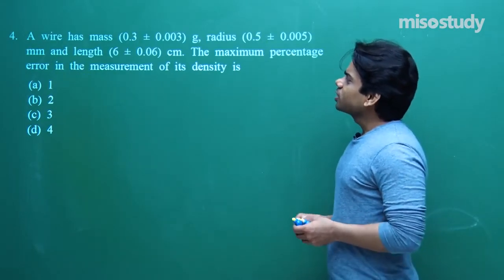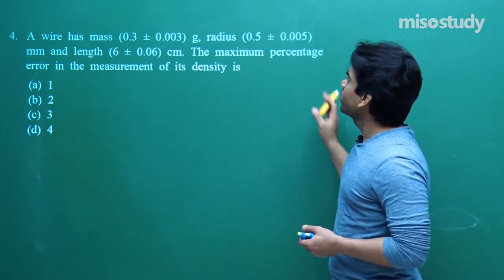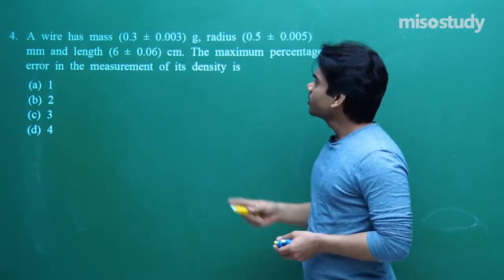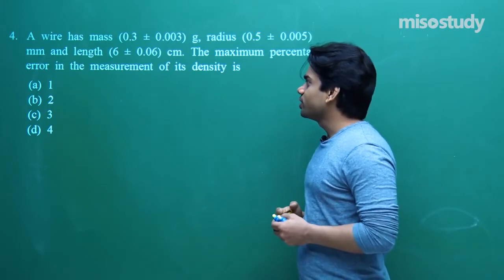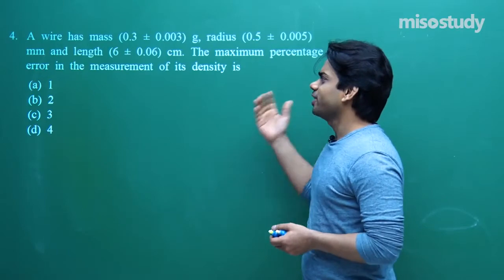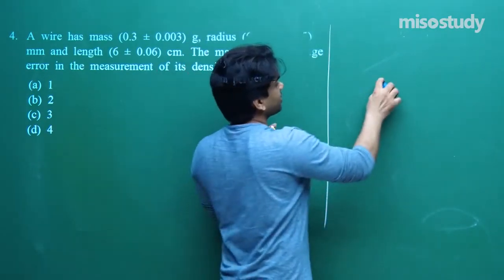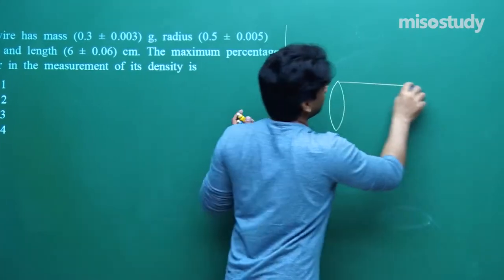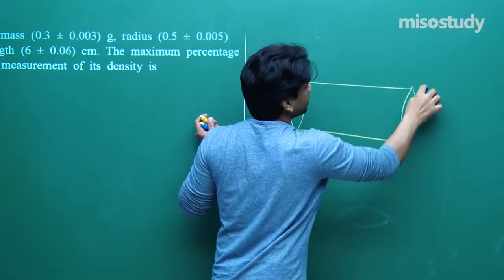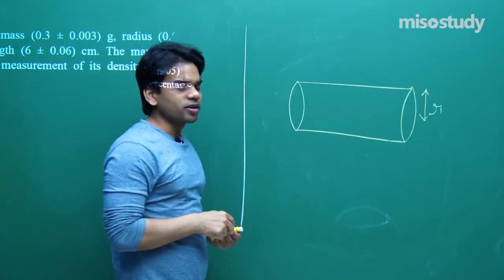A wire has mass 0.3 plus minus 0.003 gram, radius 0.5 plus minus 0.005 mm and length 6 plus minus 0.06 centimeter. The maximum percentage error in the measurement of its density is. You see here it's given that the wire has a mass this much, its radius is given, its length is given. If I show you, the wire will be something like this. Let's say this is the wire. Its linear dimension I have shown here, its circular area of cross section I have shown here, this is the radius. Now density is what?